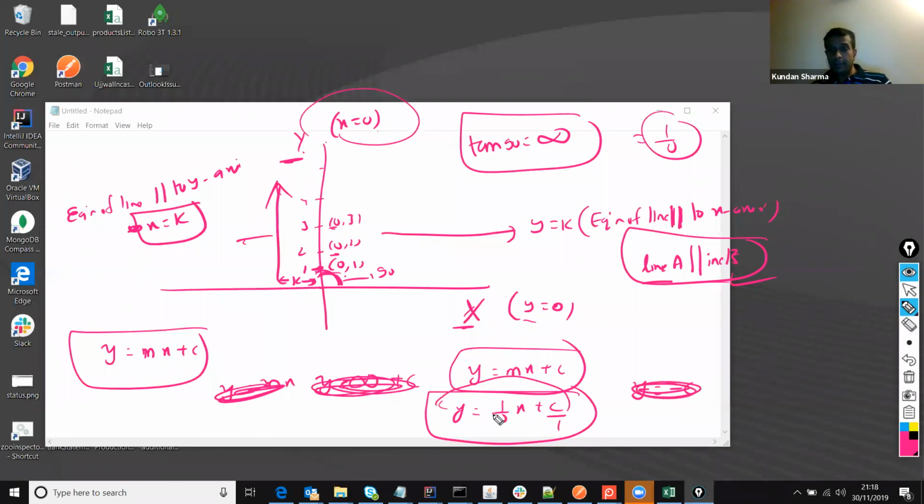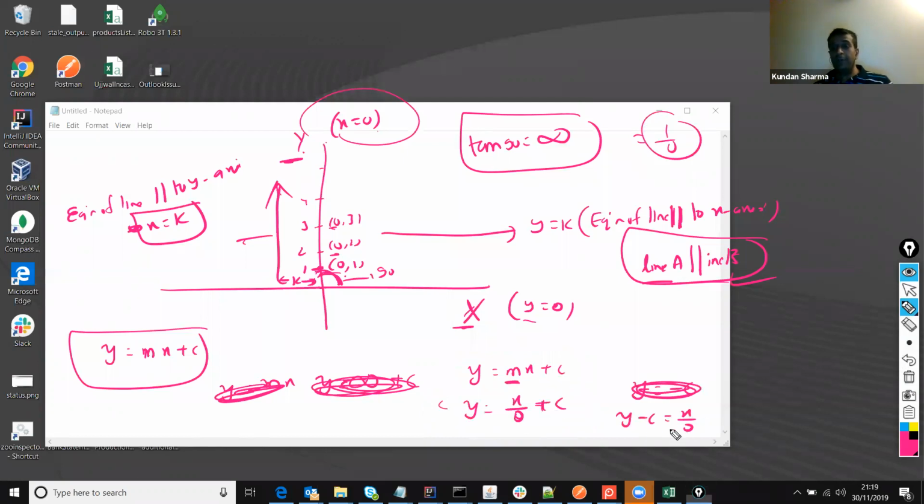Sorry. Okay, let's not confuse it. Let's try to remember it like this. If you put the value, tan 90 is 1 by 0. So 1 by 0 means if I say that y is equal to x by 0 plus c, this c will go on that side. This will become y minus c is equal to x by 0. So if you multiply by 0, this will become y minus c times 0 is equal to x. So y minus c times 0 will become 0, and x equals 0. This will become the equation of the y-axis.